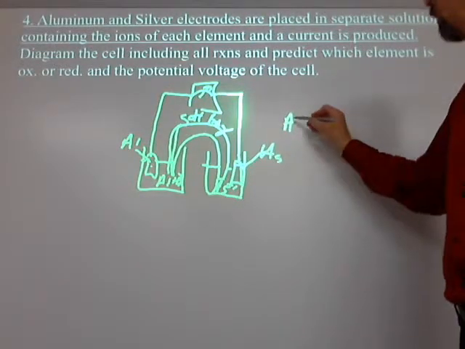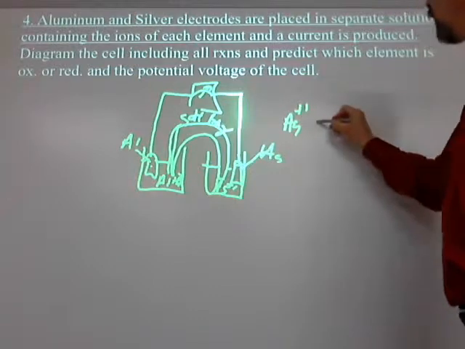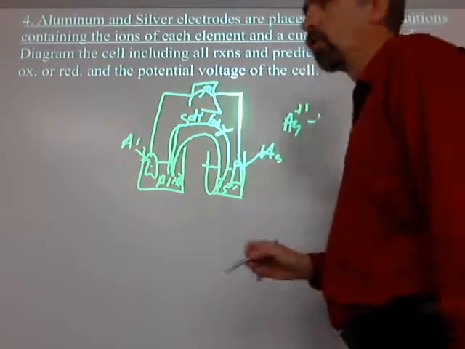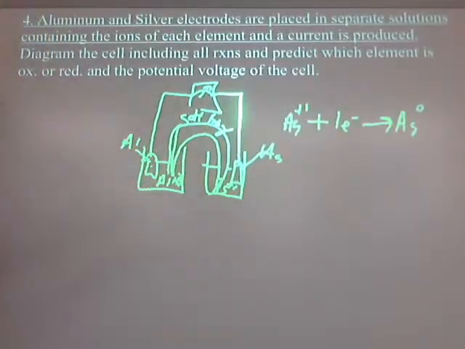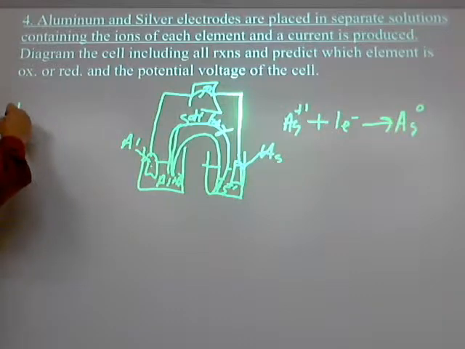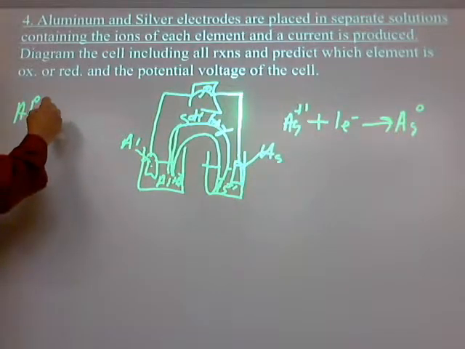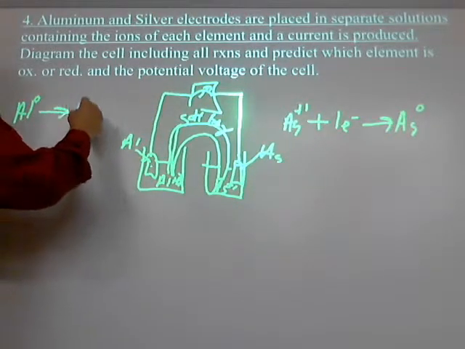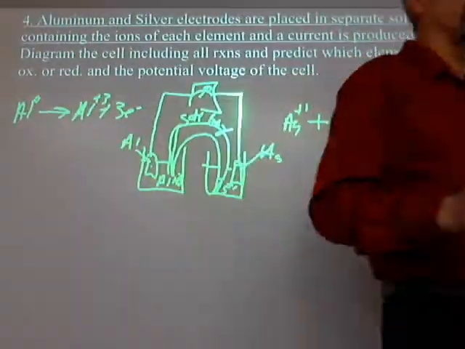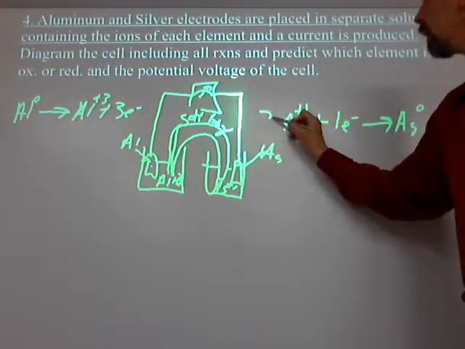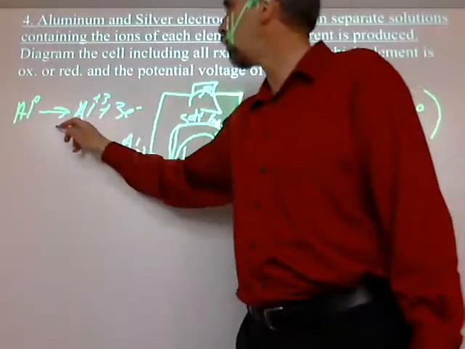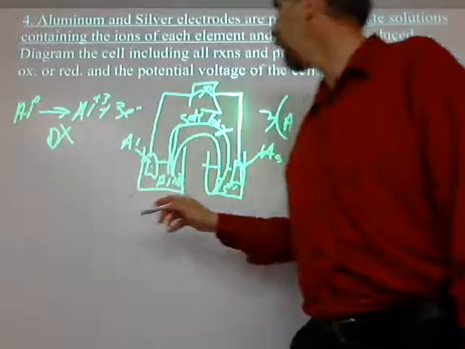So that means he's going to be reduced. It goes from Ag with a +1, being reduced with 1 electron, to Ag with a 0 charge. That means if he's being reduced, the other guy must be oxidized. We have Al metal becoming Al with a +3, and he gives out 3 electrons. To balance these, what do I need? 3. Right? Got it?